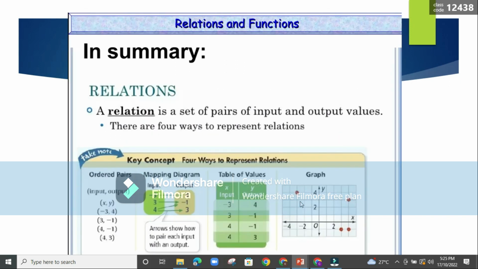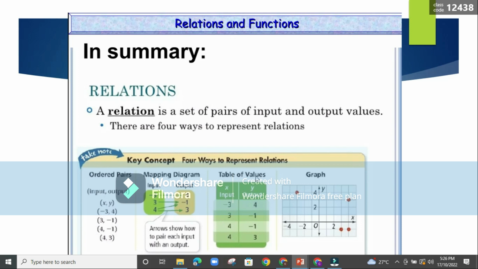Okay, let's proceed. Now in summary, relations is a set of pairs of input and output values. There are 4 ways to represent relations. Again, it can be expressed in ordered pairs. You have input and output. You have x and y, wherein your input is the domain or the set of x values. Your output is the y coordinates or set of y values. Or through mapping diagram, your input again is negative 3, 3, 4, and output is 4, negative 1, 3. Okay? The arrows show how to pair each input with an output.